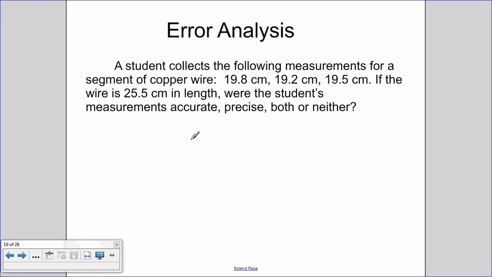All right, so looking at this example here, a student collects the following measurements of copper wire. You can see that the student has 3 sig figs in all of his or her measurements. But the actual true value is 25.5. All of the measurements were really close together, so they're really precise. They're just not accurate. So were the student's measurements accurate, precise, both, or neither? Just precise, not accurate.